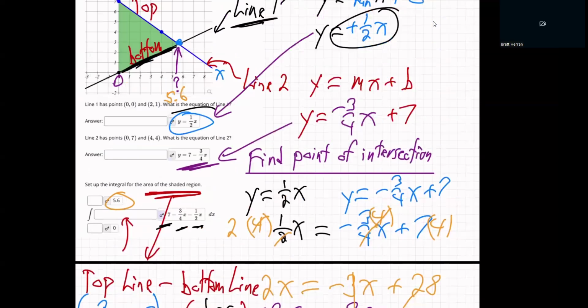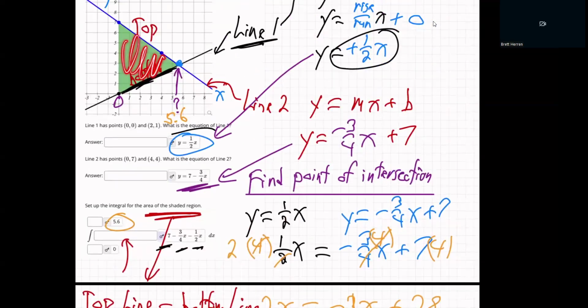Now, we never found the answer. We never found out what that area is, but we set up an integral that we could use to find that area. The integral goes from 0 to where they intersect at 5.6, of the top minus the bottom, which gets the area in the middle. And there it is. There's the top minus the bottom. And so there we go.